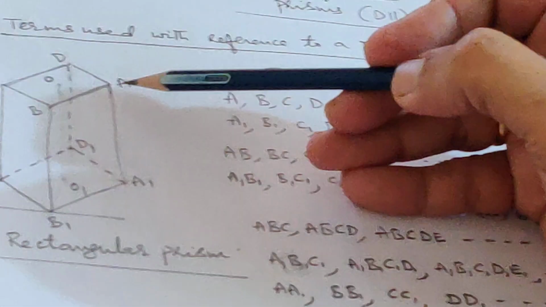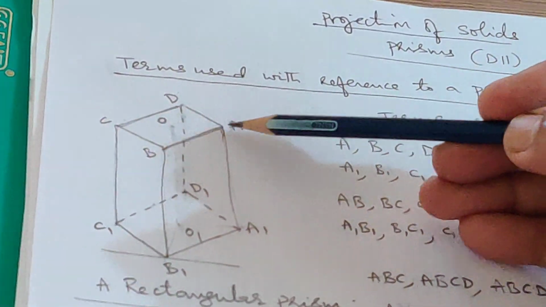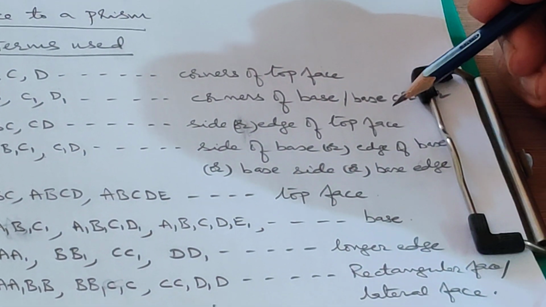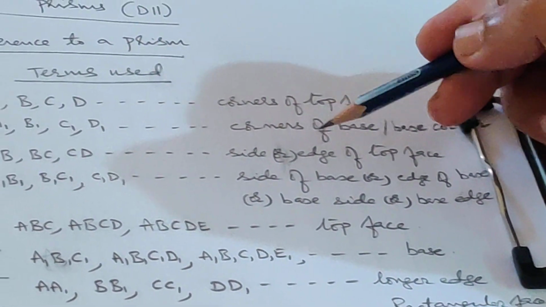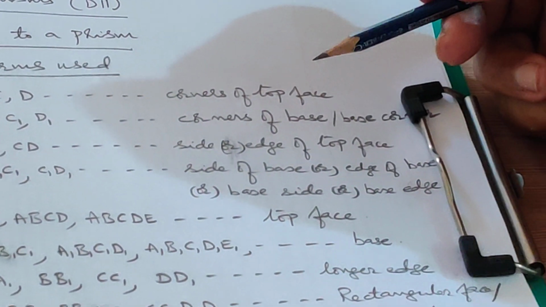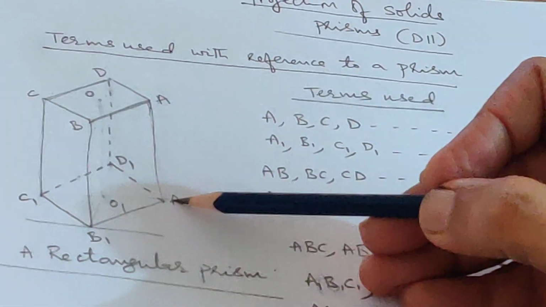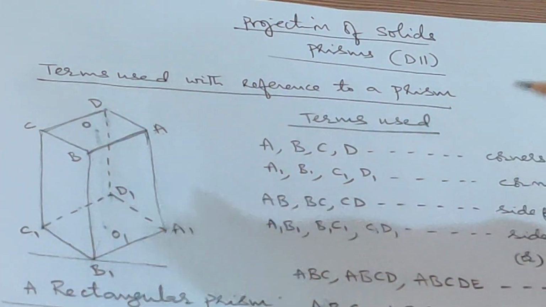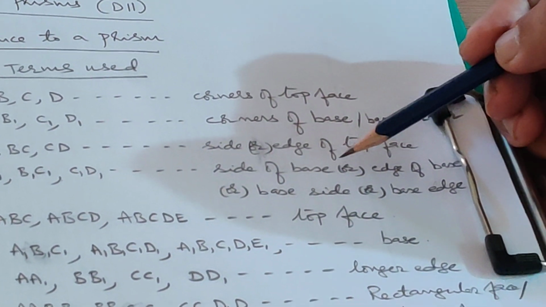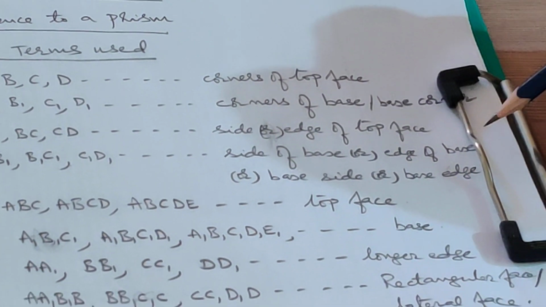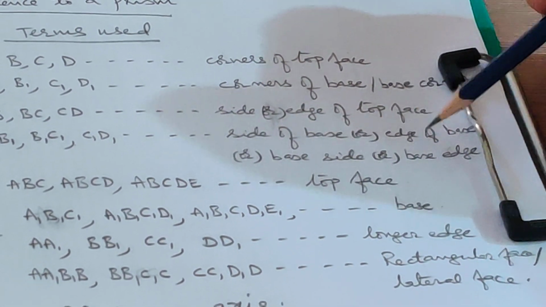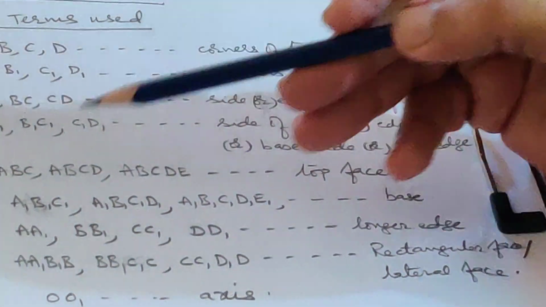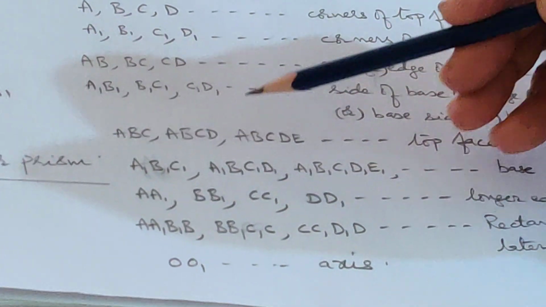Then the next term is this one, AB, BC, CD and DA. They are called side or edge of top face. I repeat again, it is the side of top face or edge of top face. Similarly, at the bottom, A1, B1 or B1, C1 or C1, D1 or D1, A1. They are called sides of base or edges of base. Shortly, you can call them base side or base edge.